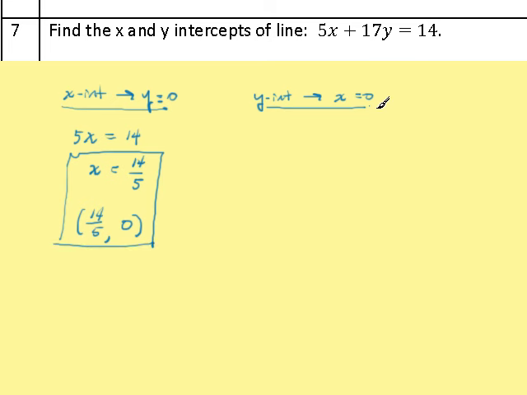To find the y-intercept, we set x equal to 0, so the x term drops out, and we get 17y equal 14. And divide by that 17, and we have y is equal to 14 over 17, or 0 comma 14 over 17.